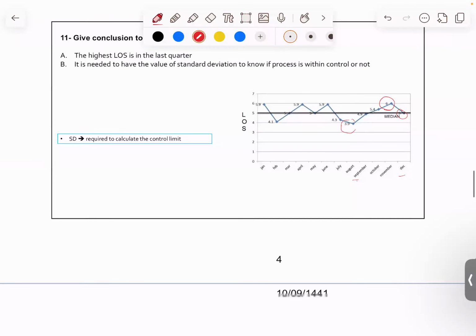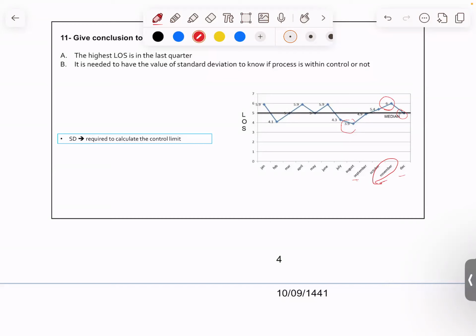Now, can we say the highest rate was in the entire last quarter? No. The highest rate was only in November. For example, December was 5, and October was 5.4. So yes, there was an increase, but November had the peak. What about the explanation for letter B?